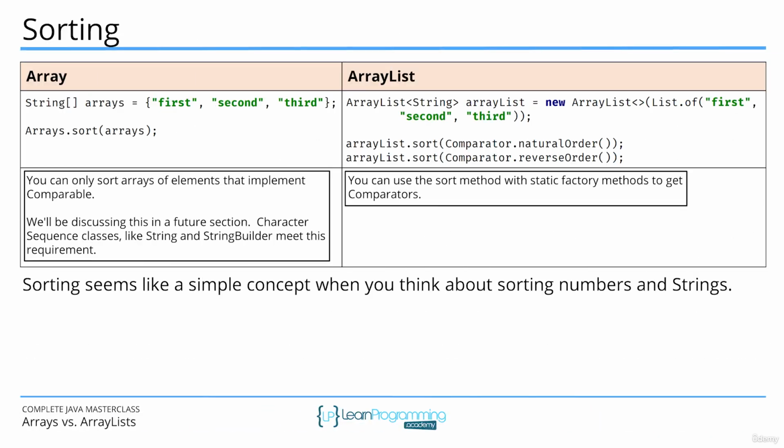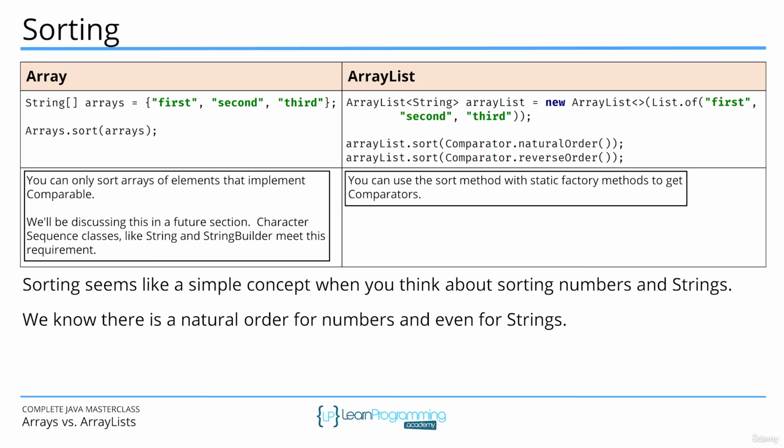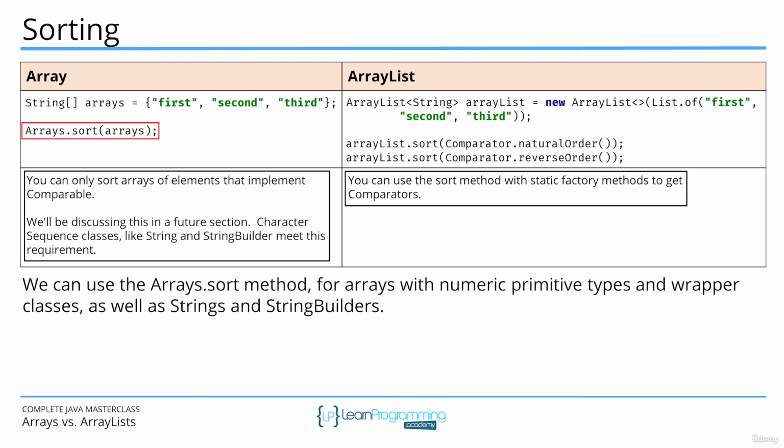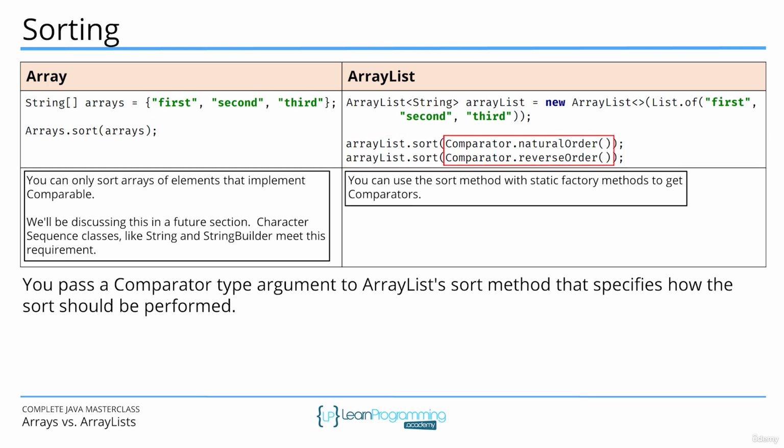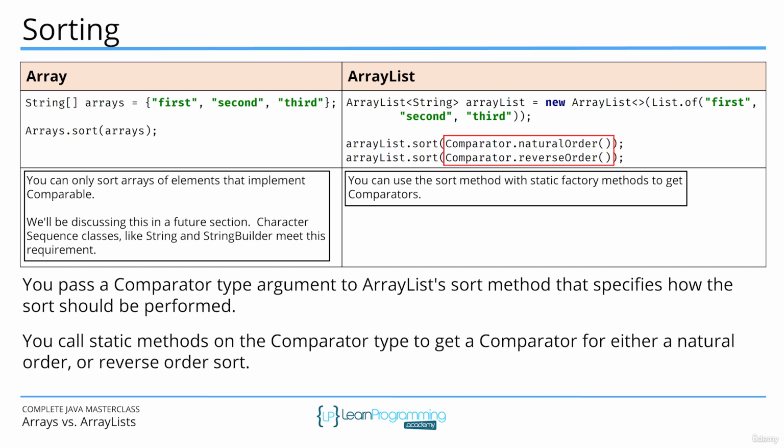Sorting seems like a simple concept when you think about sorting numbers and strings. We know there is a natural order for numbers and even for strings. We can use the Arrays.sort method for arrays with numeric primitive types and wrapper classes, as well as strings and string builders. For the array list, we can use the sort method again for numeric wrapper classes, strings and string builders. You pass a comparator type argument to the array list sort method that specifies how the sort should be performed.